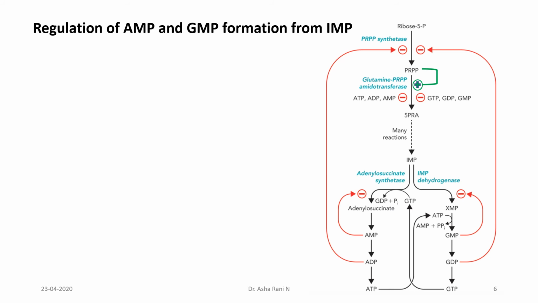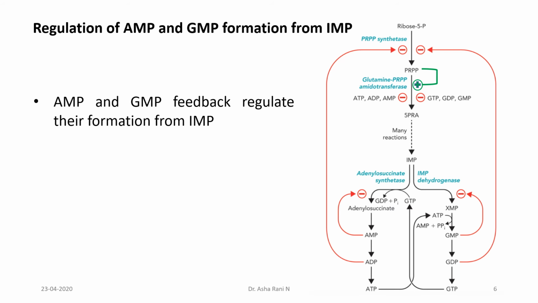Regulation of AMP and GMP formation from IMP. AMP and GMP feedback regulate their own formation from IMP. So AMP feedback inhibits adenylosuccinate synthetase. Similarly, GMP through feedback inhibition inhibits IMP dehydrogenase. Thereby, they regulate their own formation from IMP.